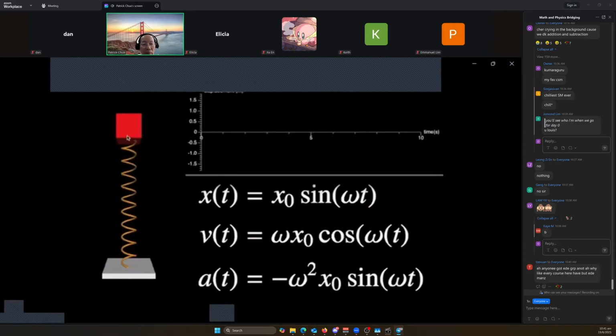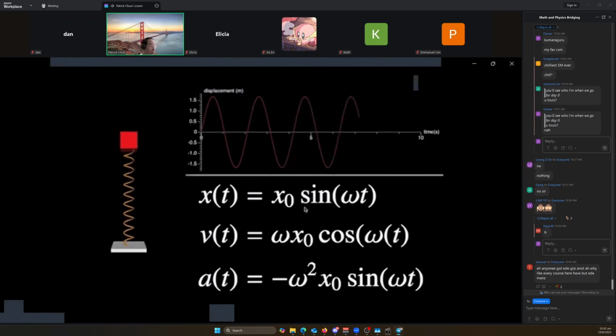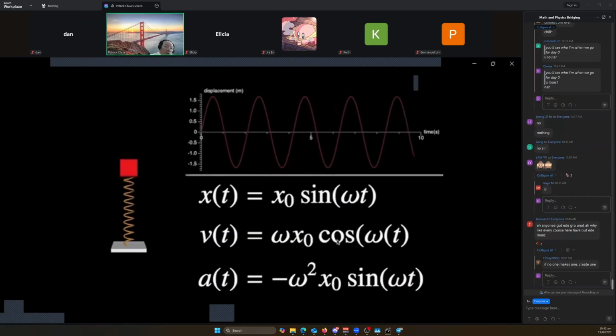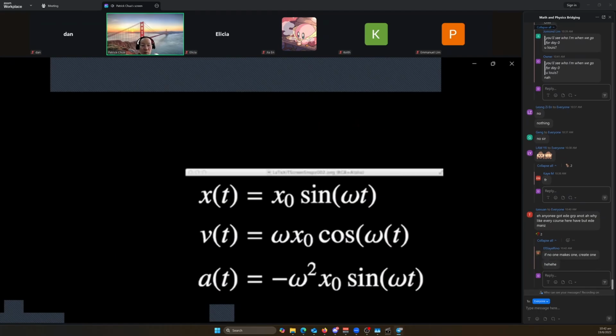Here I have a mass on a spring, and I'm going to be graphing displacement as a function of time. Just for reference, I've put here the equations that we use to describe these. You can see that as the mass wiggles up and down, and we graph displacement versus time, it does trace out something like a sine function. The velocity goes like the derivative of that, and the acceleration goes like the derivative of that. So that gives you a sense of how it's going to go.